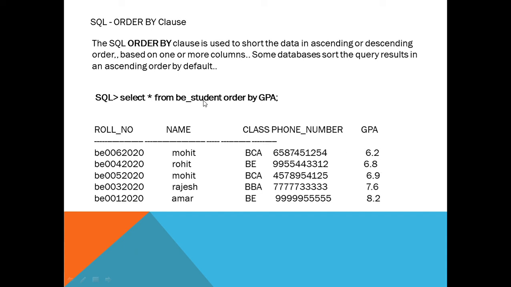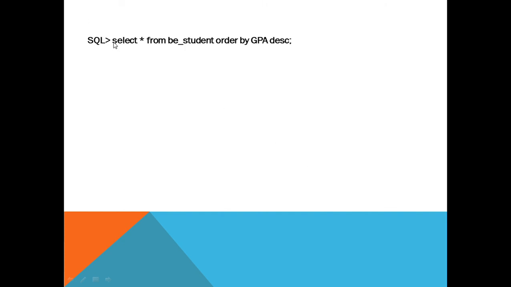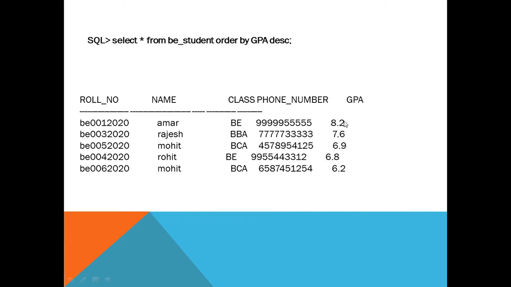Suppose you write select * from B student order by name, then it will be ascending according to name: first Amar, then the others. If you use order by roll number, then the roll numbers will be in order: first B001, then B003, then 4, 5, 6. Here I am using order by GPA, so the GPA is in ascending order. In the same way, select * from B student order by GPA DESC. Here we use DESC for descending order. Now you can see the GPA is in descending order.